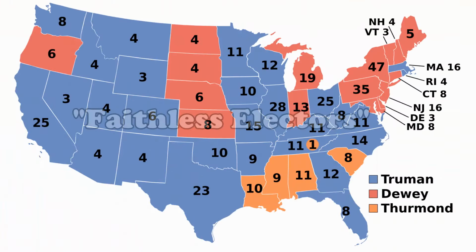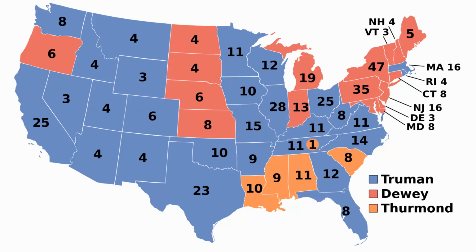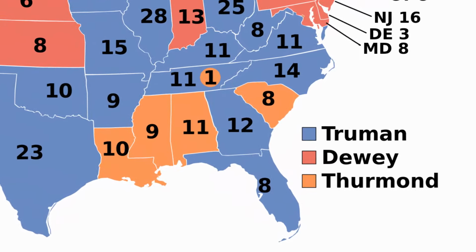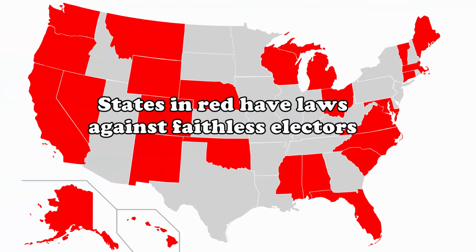Occasionally, there are faithless electors who will vote for an opposing candidate. For example, in 1948, one elector in Tennessee cast an electoral vote for Dixiecrat candidate Strom Thurmond. However, this is rare, and many states have laws preventing electors from doing so.